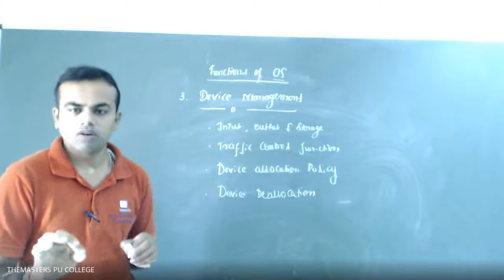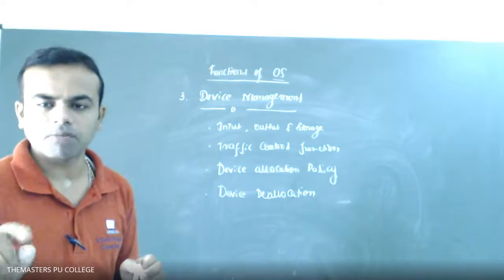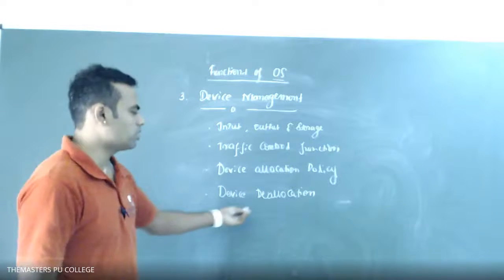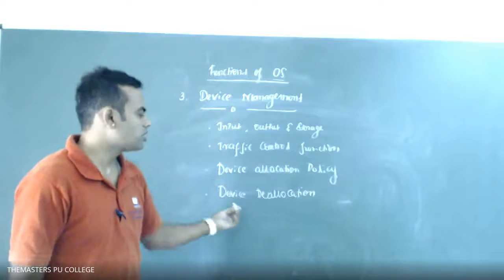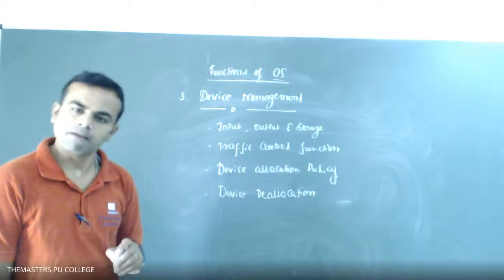Did you see when removing a pen drive, when connecting a pen drive, you should first eject and then remove it. That is what we call deallocation. So, device allocation and then device deallocation. Is that clear, everyone?